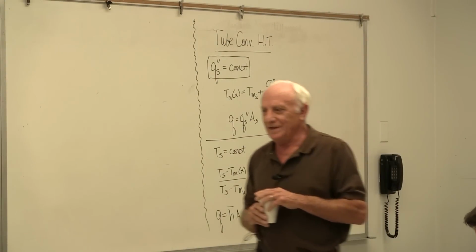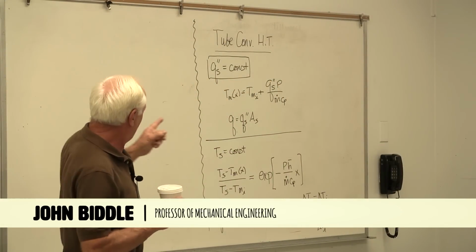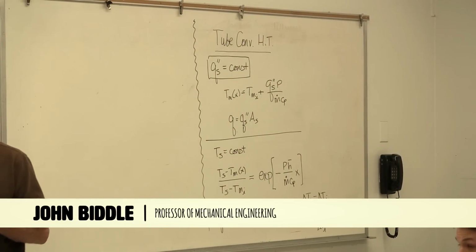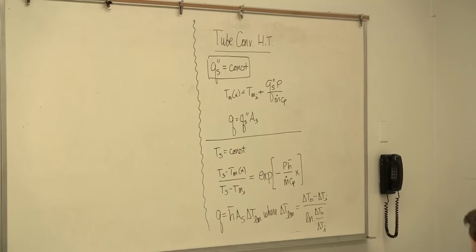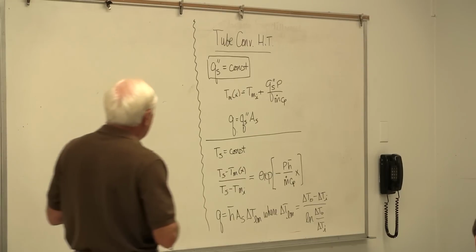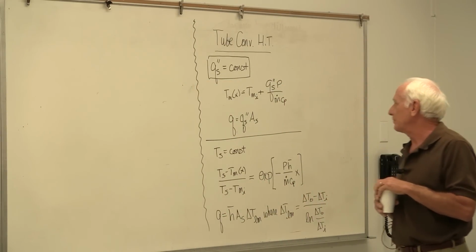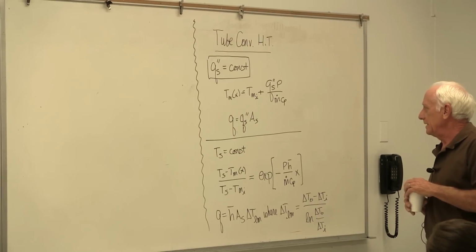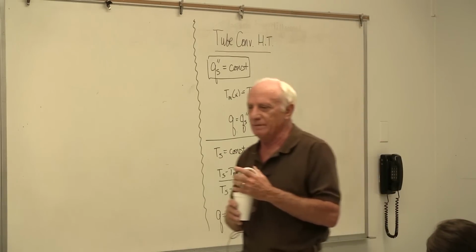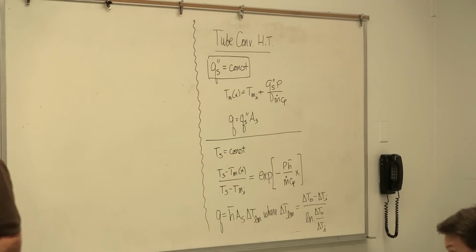Okay, we are in Chapter 8. What's on the board right-hand side is pretty much where we were last class meeting. We're looking at tube flow, flow inside of a tube. We are looking at two possible cases. One is a constant wall heat flux, Qs double prime is a constant. The other one is a constant tube surface temperature, Ts equal constant.